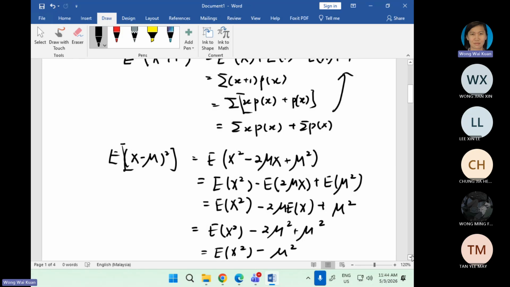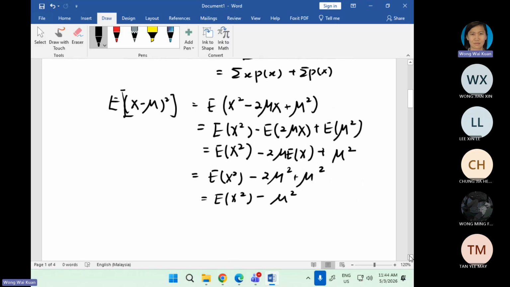My habit, so that students know later on, is that I always write it like this: E of x squared minus (E of x) squared, because mu is E of x. So anyway, this is the variance.